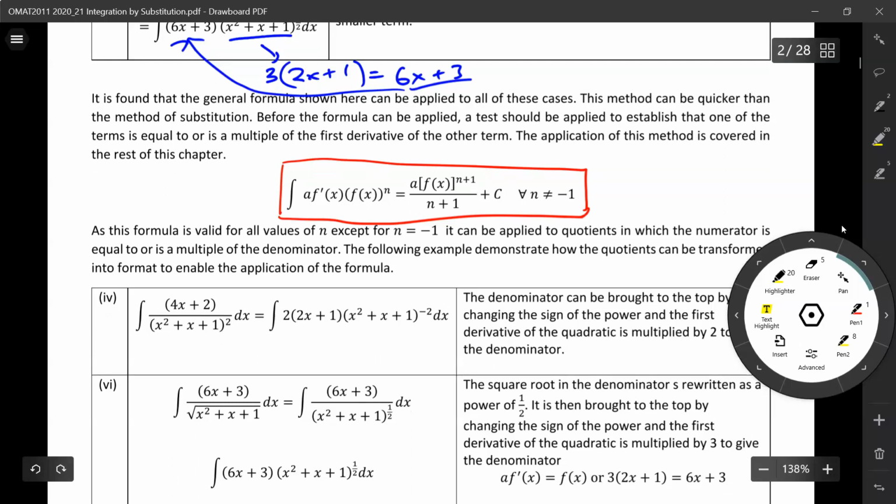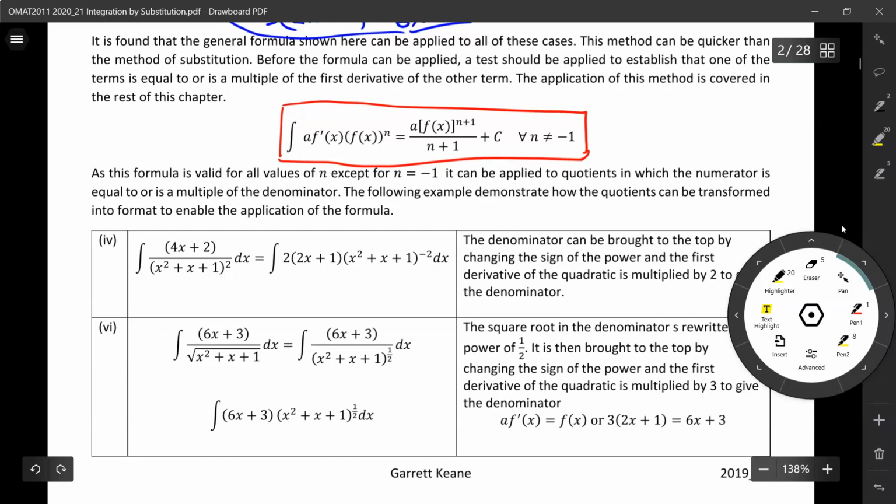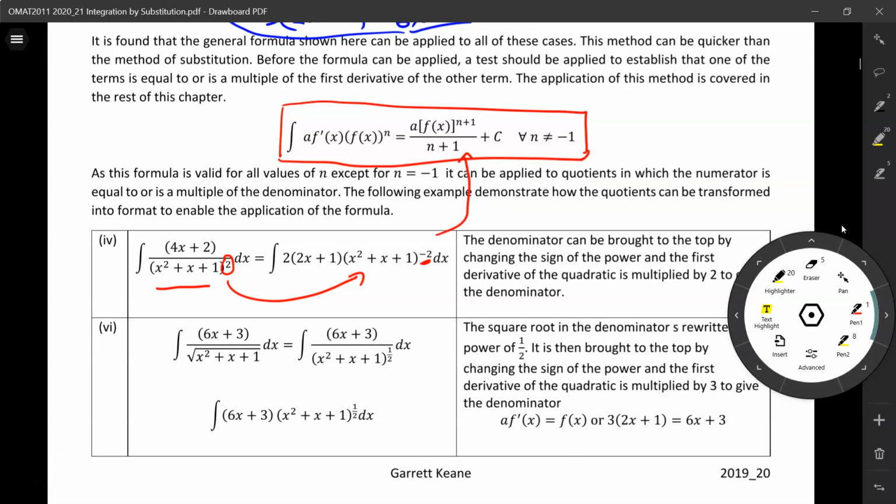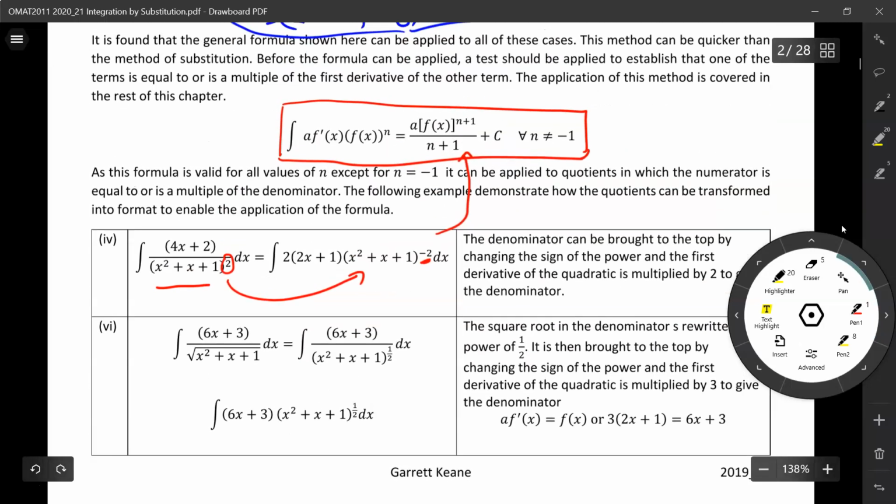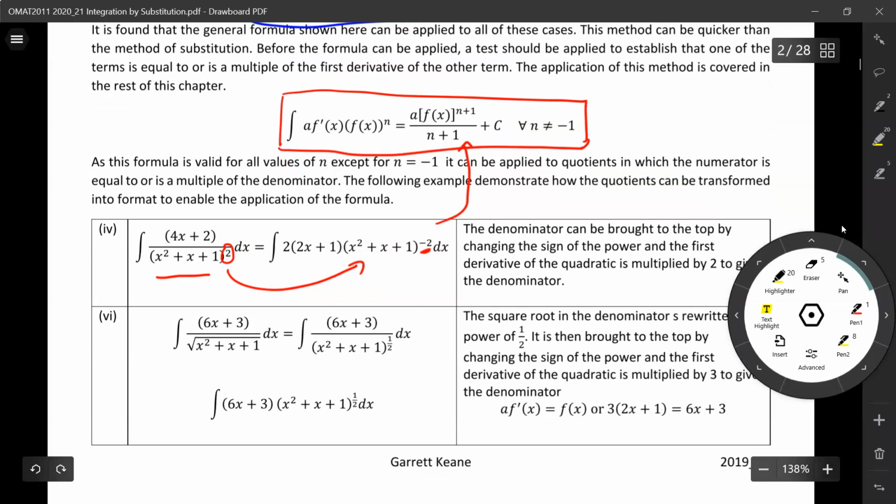So we can actually see here how it can be used if we have a fraction or a quotient. Here we have 4x plus 2 divided by x squared plus x plus 1, all squared. And all you do is you have the plus 2 here, you can bring it up here by changing this to a minus 2. And once you have it in this format, you're able to apply this formula again. So the denominator can be brought to the top by changing the sign of the power, and the first derivative of the quadratic is multiplied by 2 to give the denominator.